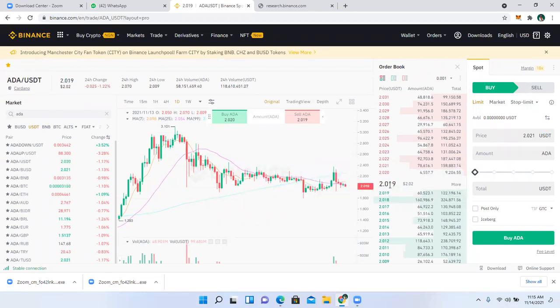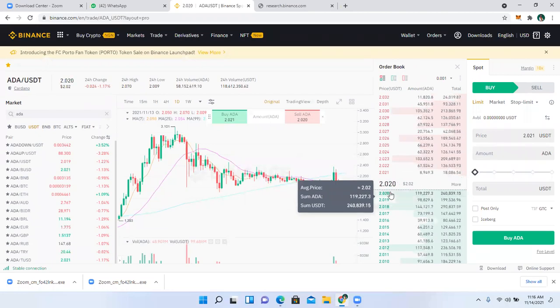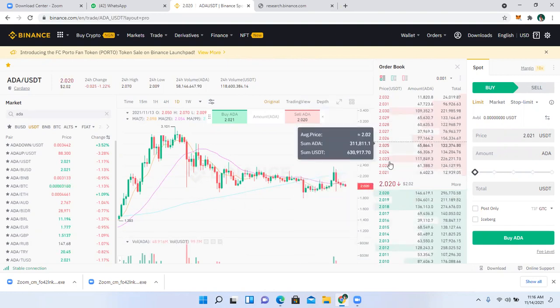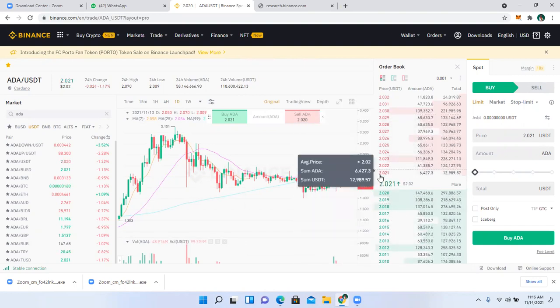Now, for buying, the top one just means the highest price somebody is willing to pay for ADA at that particular point. As you can see, the highest price somebody is willing to pay is 2.019. That's gone up. Somebody has bid 2.020 for one ADA. This is the order book. People are buying and selling in real time on Binance. So most times if you want to buy or sell, you look at this and see how much people are willing to sell, how much people are willing to buy, decide on the price you want to buy at, and then you buy.